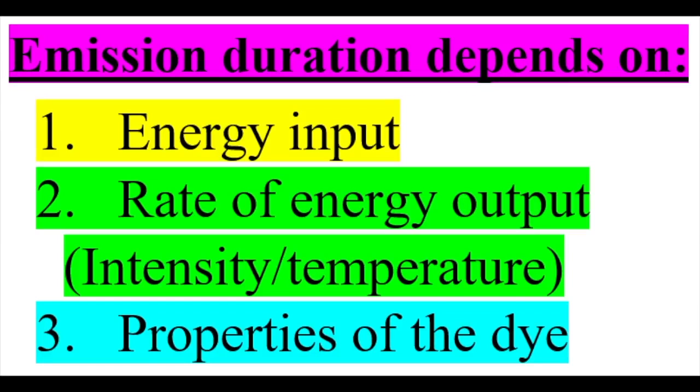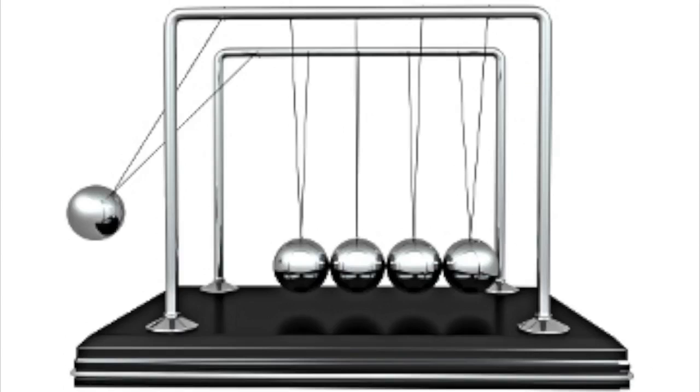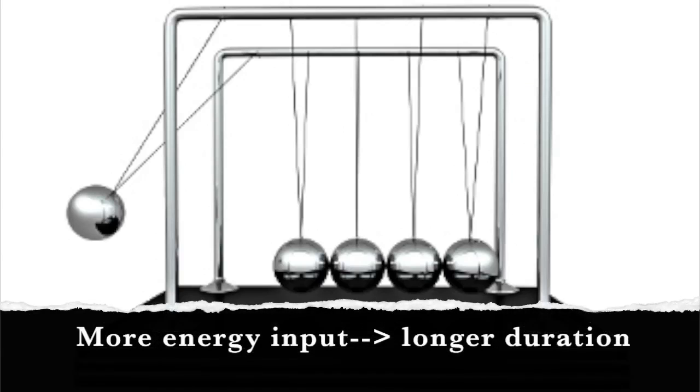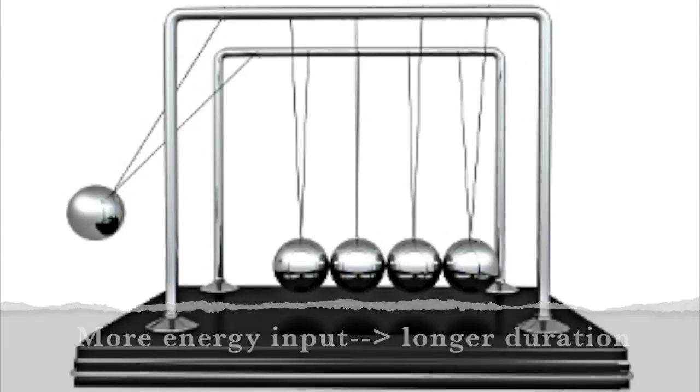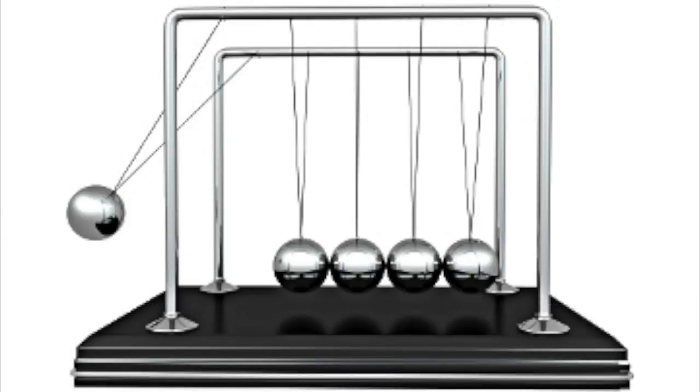In summary, emission duration depends on energy input, rate of energy output, which is affected by temperature and properties of the dye. This is analogous to Newton's cradle because the more energy you input, the longer the duration. In the system, the further you pull back the ball, the more energy you add to the system and the longer the balls go for.